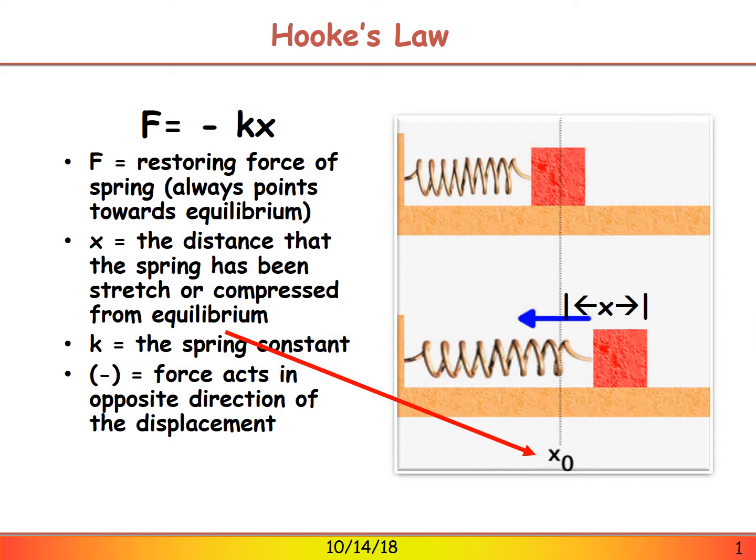Here we have Hooke's law in equation form. So it's F equals negative Kx. F is the restoring force of the spring, which always points towards the equilibrium point. X is the distance or the displacement from equilibrium. K is the spring constant, which we'll talk about a little more on the next slide. And the negative sign tells you that the force is acting opposite to the direction of displacement.